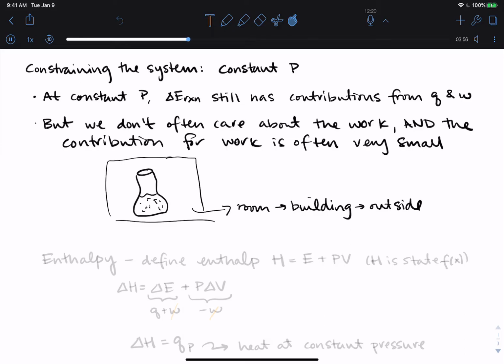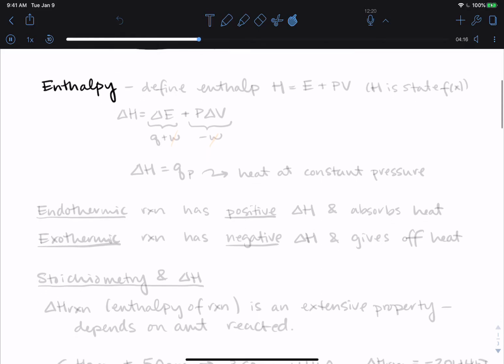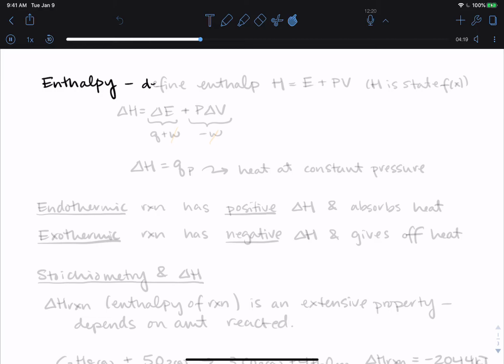So the heat ends up being the part that's a lot bigger and the part that we care about a lot more. So what chemists have done is they have said, we want to talk about the heat at constant pressure. What we're going to do is talk about something called enthalpy. We're going to give it this special term, and we define enthalpy, using the letter H, as the internal energy plus the pressure times the volume. This is kind of weird, but let's keep going.